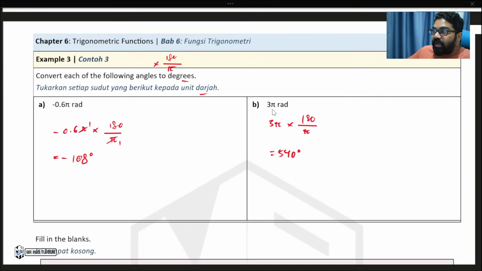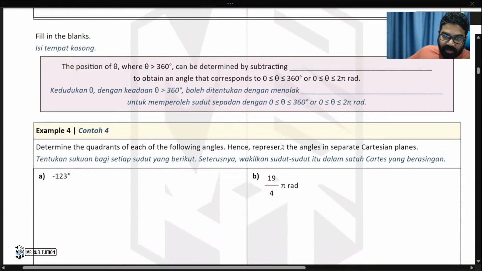Okay class, faham asas dia. These are the basics. So we're going to go into something a little bit more complicated now. Dia complex sedikit. You have to make sure you are confident with the basics. Awak kena confident dengan asas dia, baru kita boleh teruskan. Right, positive angles, negative angles, sudut positif, sudut negatif, sudut lebih daripada 360 darjah, more than 360 degrees. Can? Okay, now we step into a new world.